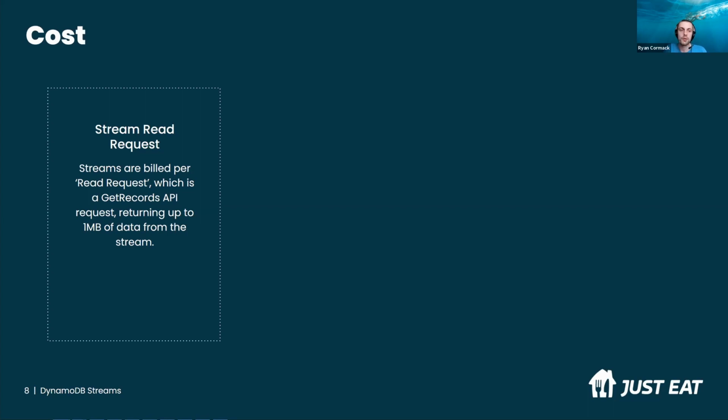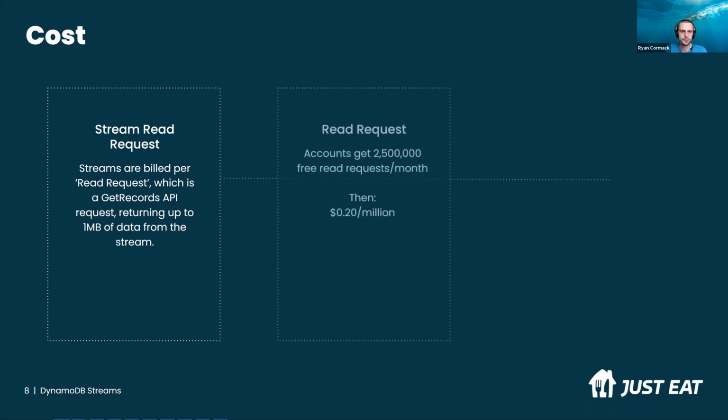So you can call this get records API, and that will return up to 1 megabyte of data from the stream. For this, you get 2.5 million free read requests a month, and after that, it's an extra 20 US cents per million. I think that might vary a little bit between regions, but it's usually around this point.